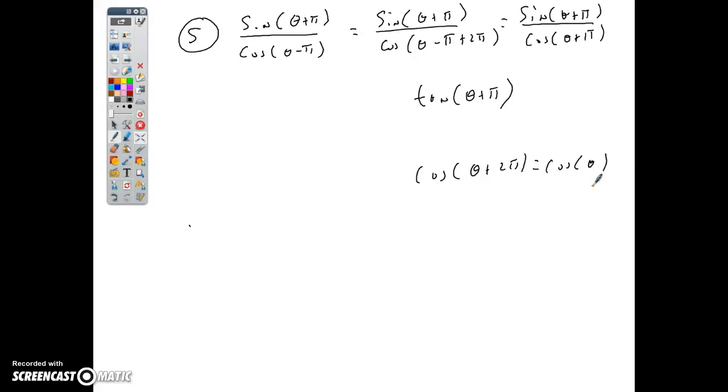By the way, I can simplify it even more. How often does tangent repeat? Every pi. So I can add or subtract a pi. What happens if I subtract a pi? It's tan theta. Just tan theta. There you go. You were so close. You had a minus tangent theta. That's why I thought you had the right answer.